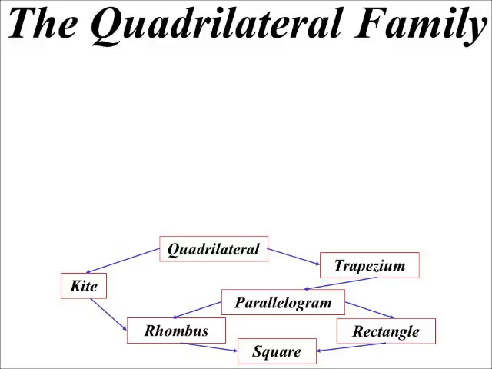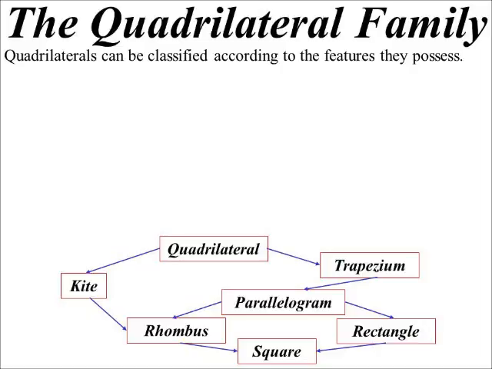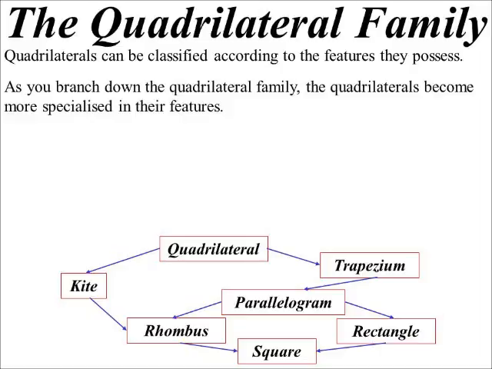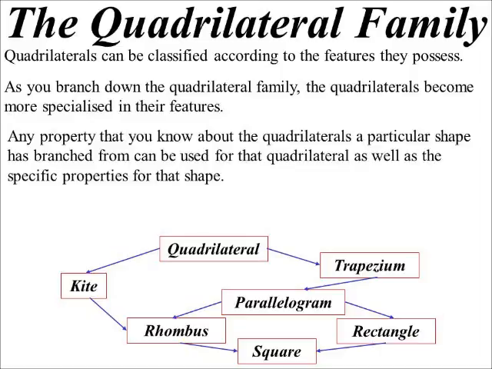But all quadrilaterals can be classified, of course, according to the different features they possess. And just like any classification tree, the more features you know, the better you can classify the object. So as you branch down, the quadrilateral becomes more and more specialised until you get down to, I guess, what we could call the perfect quadrilateral, that being the square. So any property you know about a particular quadrilateral can be used with any quadrilateral that branches off it. It will also have those features.